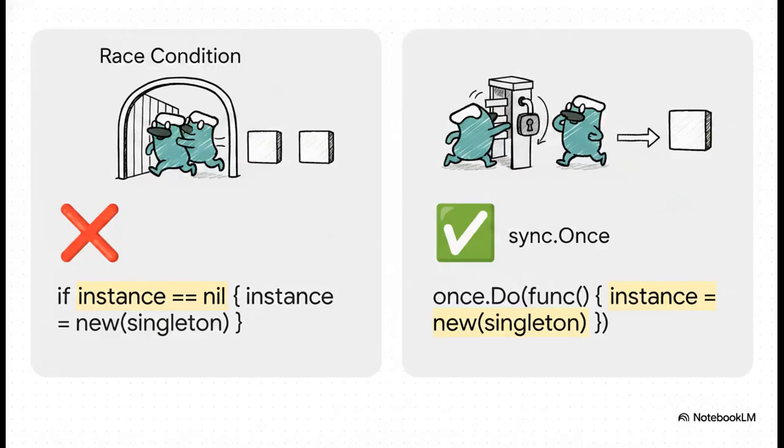So here's the fix. It's beautiful in its simplicity. On the left, you've got our broken, racy code, and on the right, you see the solution. Instead of that fragile if check, we wrap our initialization logic inside a call to once.Do. This is the idiomatic, correct way to solve this problem in Go.